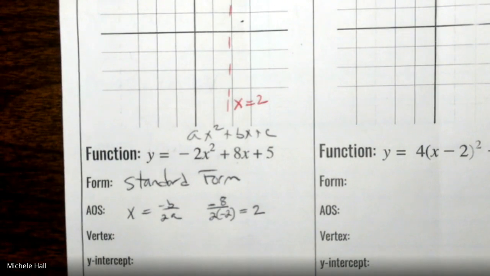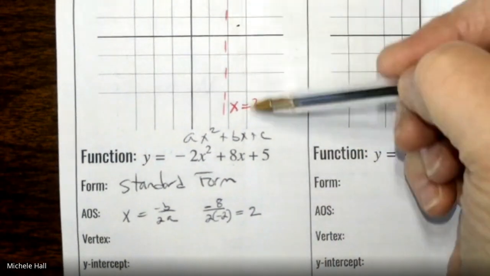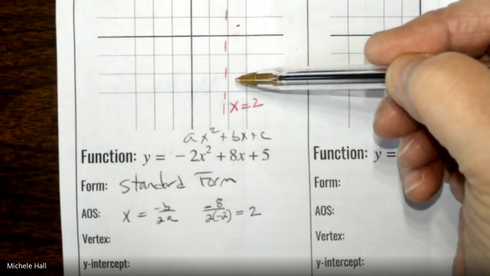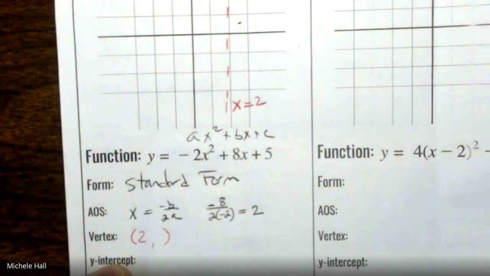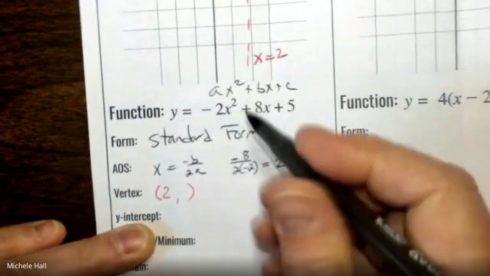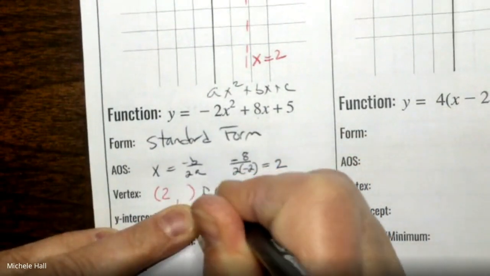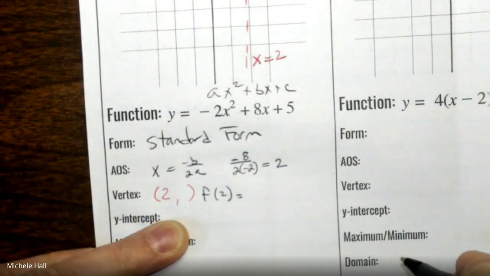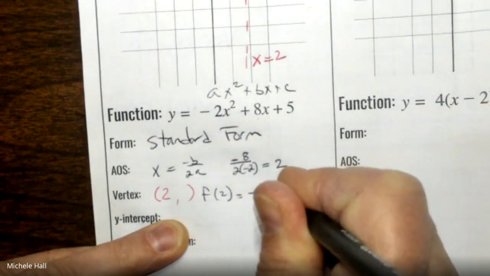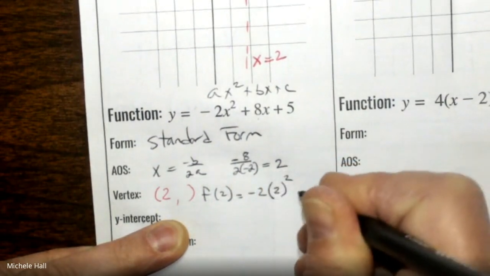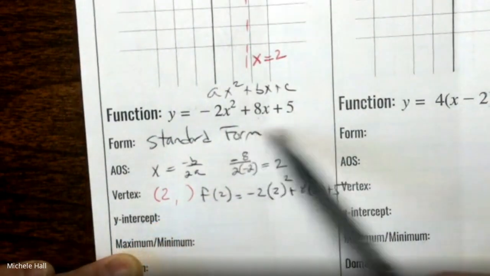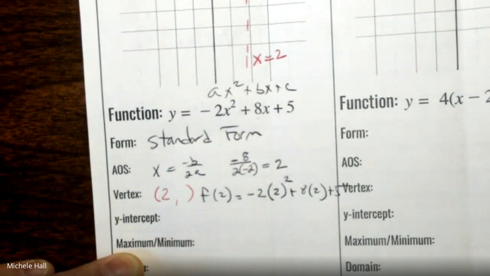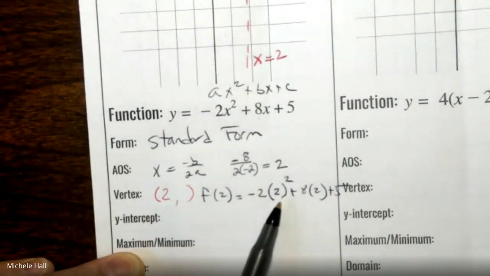What else is going to be x equals 2 in this picture? The vertex is going to land on this line somewhere. We just need to find out what that y value is. So I already know my vertex is going to be somewhere at 2, something. I just need to find out what y is. So I'm going to do f of 2. I've got my function, and I'm substituting in 2. So that would be negative 2 times my x, which is 2 squared, plus 8 times 2 plus 5. That comes from the original equation. I'm substituting in 2, and it's going to tell me what y equals.